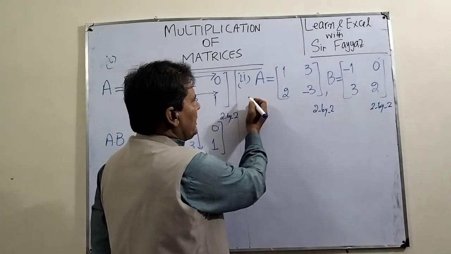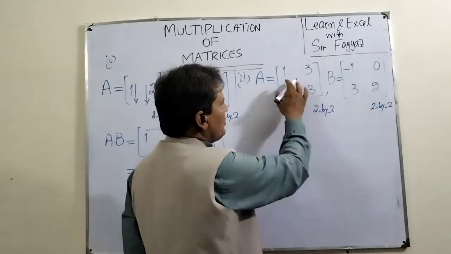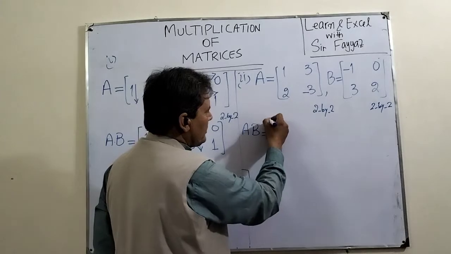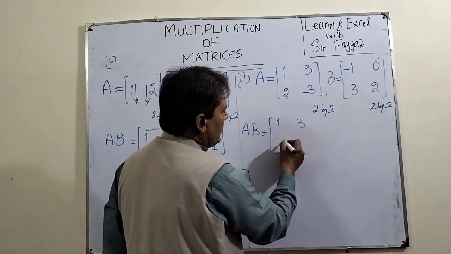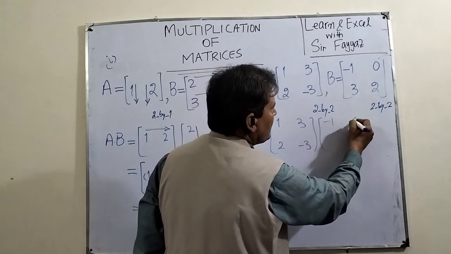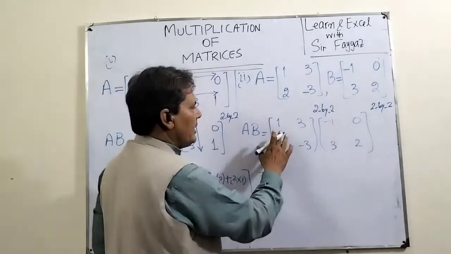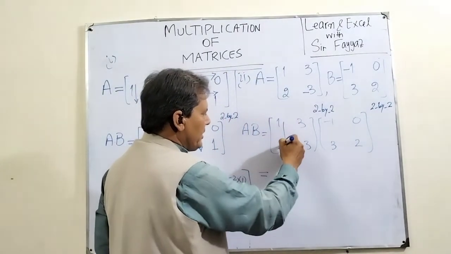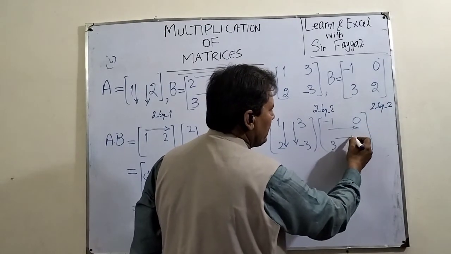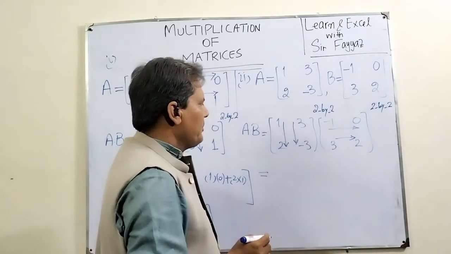Now in this example, we are given two matrices of the same order, that is 2 rows and 2 columns. We multiply them. A times B is equal to 1, 3, 2, minus 3 times minus 1, 0, 3 and 2. Now we can see that the number of columns in this matrix is 2 and the number of rows in the other matrix is also 2. So these two matrices can be multiplied.